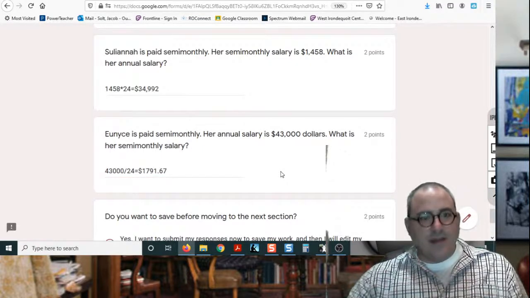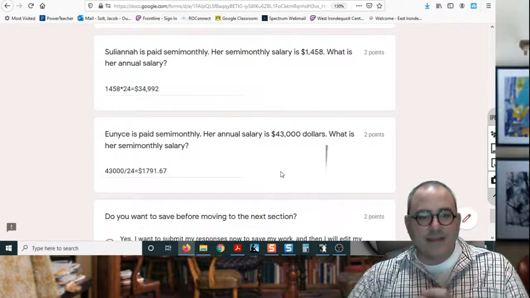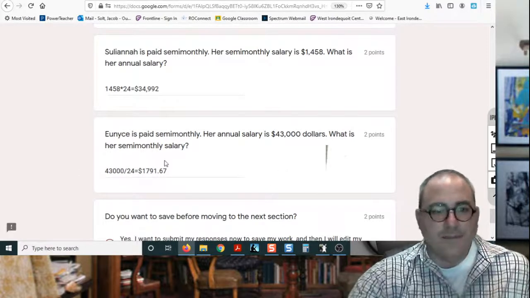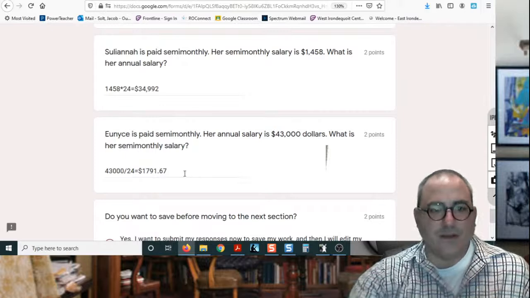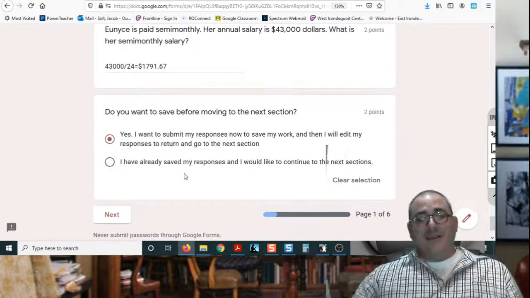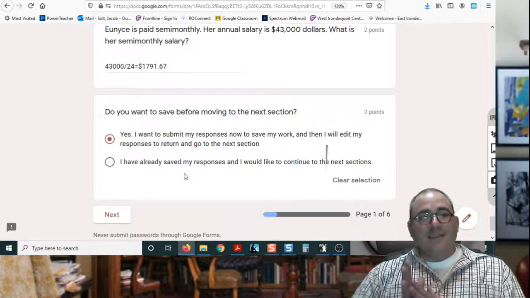Fair enough. We had a little rounding there. No biggie, we can handle that. Everything else looks good. That's the semi-monthly salary. So yeah, we found her semi-monthly salary, and we are done with day 1 of lesson 2.